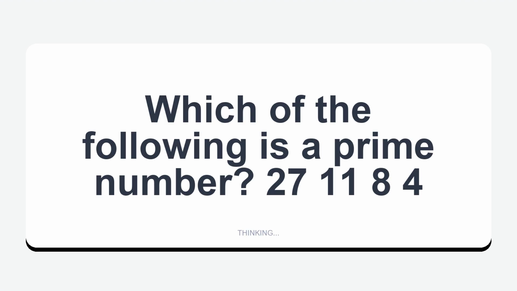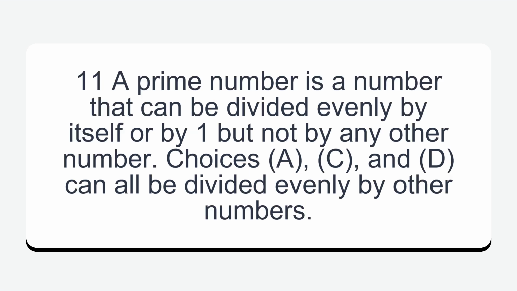Which of the following is a prime number? 27, 11, 8, 4. 11. A prime number is a number that can be divided evenly by itself or by 1 but not by any other number. Choices A, C, and D can all be divided evenly by other numbers.